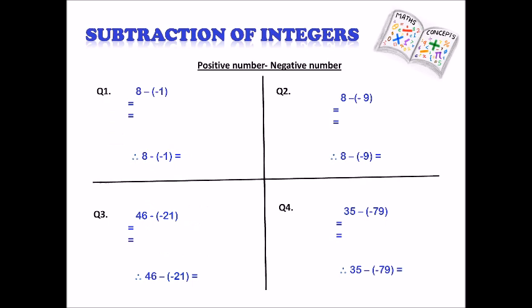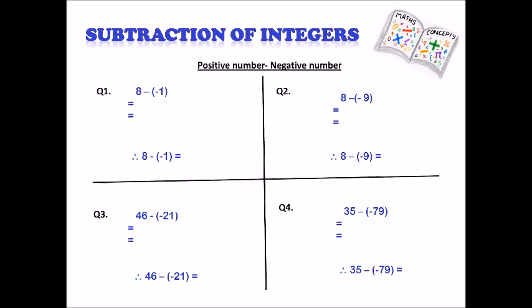Now let's move to second case, that is positive number minus negative number. Here answer will always be positive as mentioned earlier, because we are always subtracting a smaller number from bigger number. Negative number is always going to be smaller than positive number. Okay, so answer will always be positive.